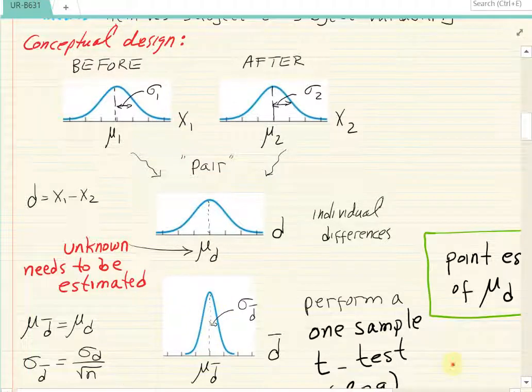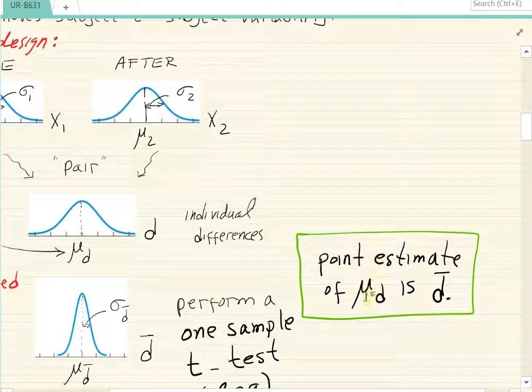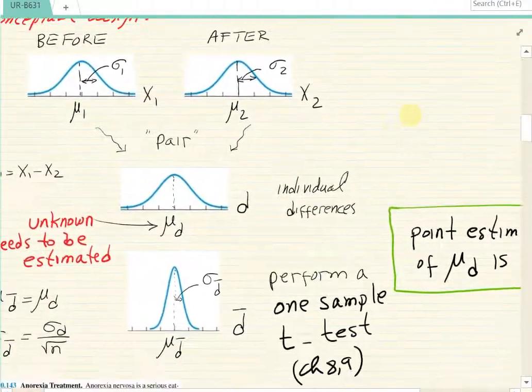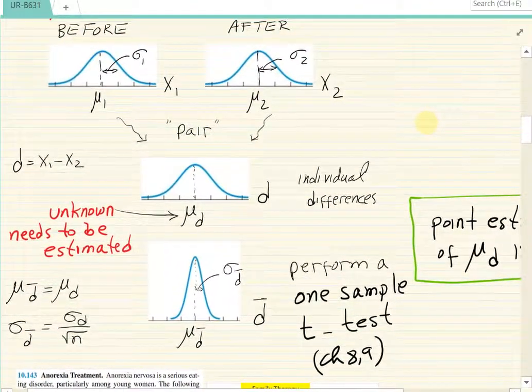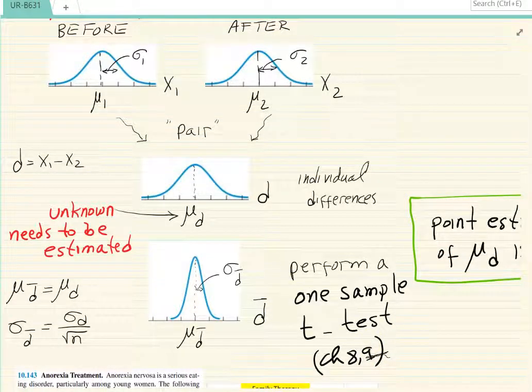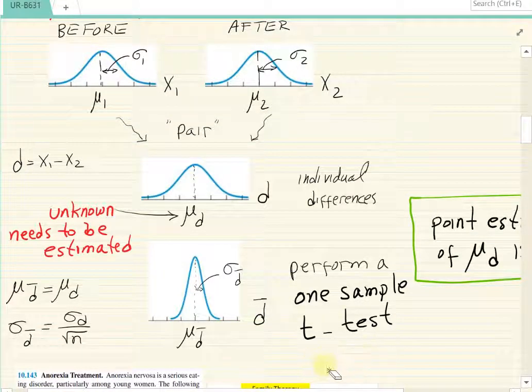So in here, a point estimate of the average difference is d bar. In other words, if you want to know the average difference in the population, use a sample and look at the average difference in the sample. That's what that means. And then once we reduce these, let me erase this part here so you don't get confused.